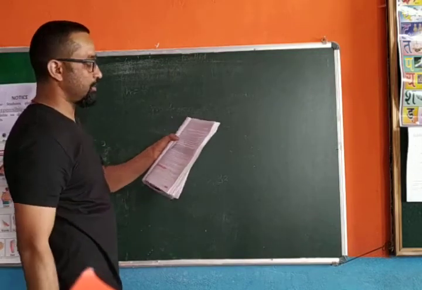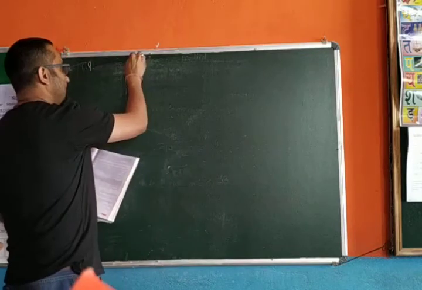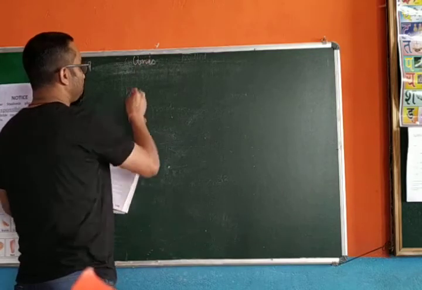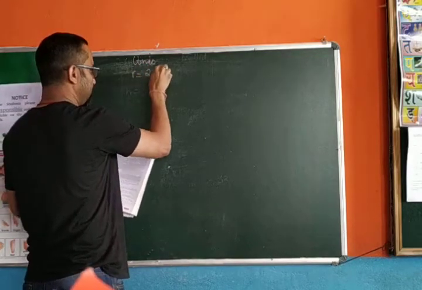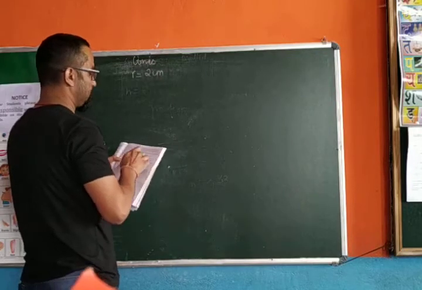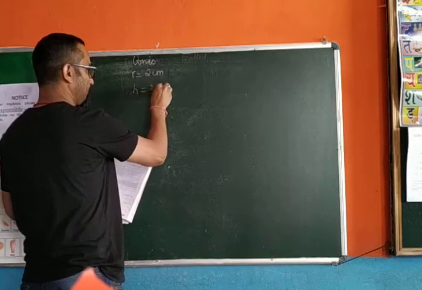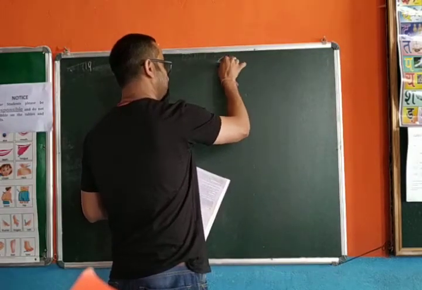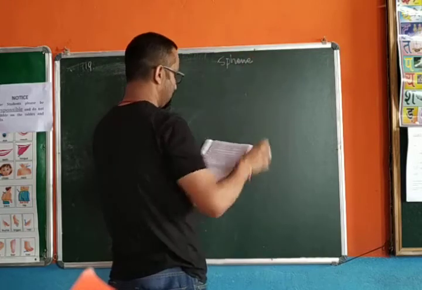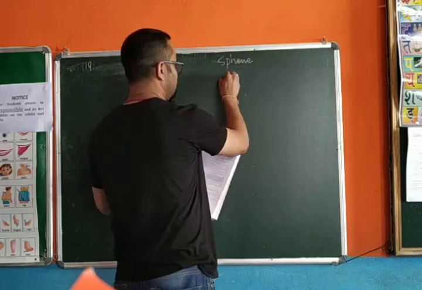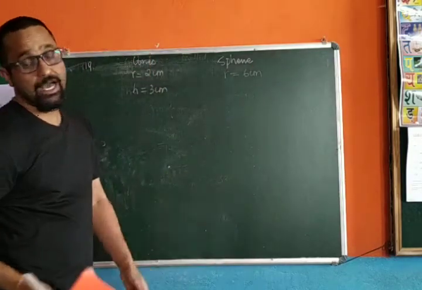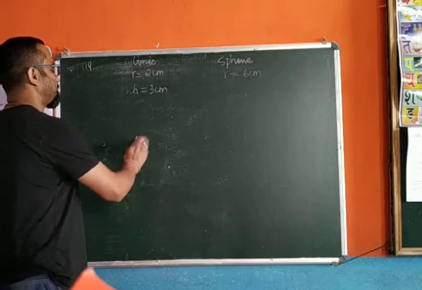The question says that a certain number of metallic cones, each of radius 2 centimeter and height 3 centimeter, are melted and recast into a sphere. The radius is given, which is equal to 6 centimeter. The question says to calculate the number of cones.